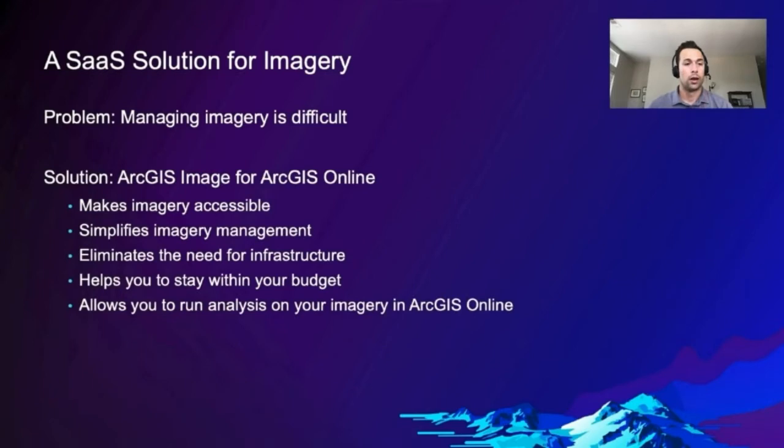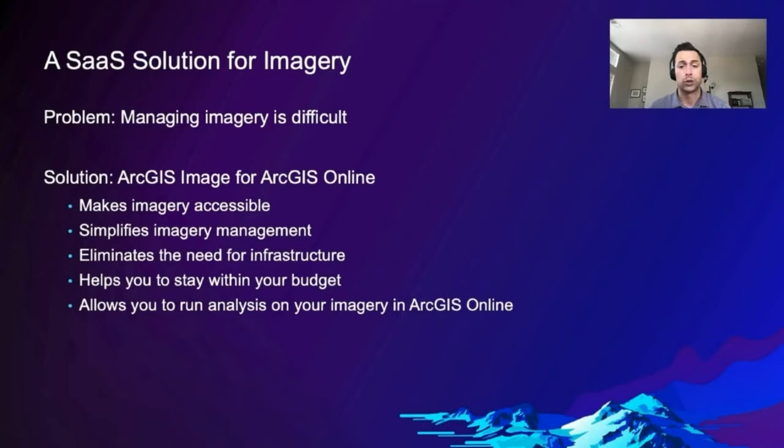Well, ArcGIS Image for ArcGIS Online provides that solution. It makes imagery accessible. You can serve imagery and raster data to all of your users, internal or external. It simplifies imagery management. You can manage all your imagery and rasters within ArcGIS Online. It eliminates the need for infrastructure. You can host, analyze, and stream imagery and raster data without needing to deploy and manage infrastructure. It helps you stay within your budget. You can save on infrastructure costs and maintenance using a secure, scalable, and performant cloud environment managed by Esri.